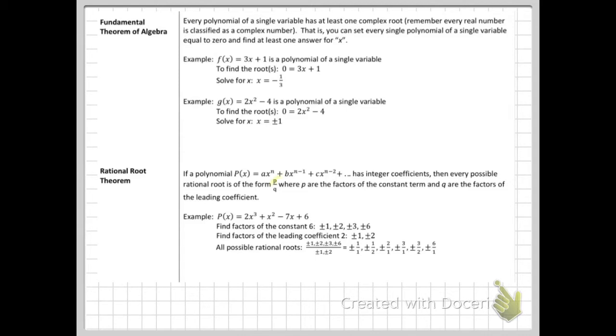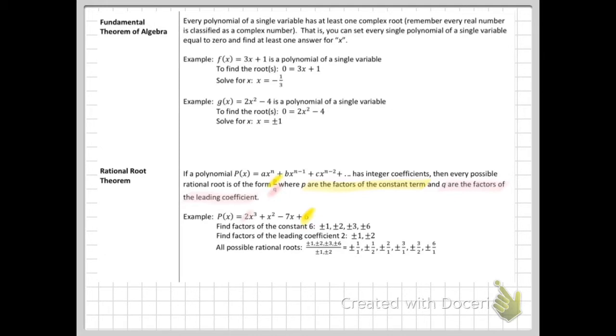We call this P over Q a lot. P over Q, where P is the factors of the constant term. So in our example, that's 6. And Q are the factors of the leading coefficient. So in our example here, that's 2.